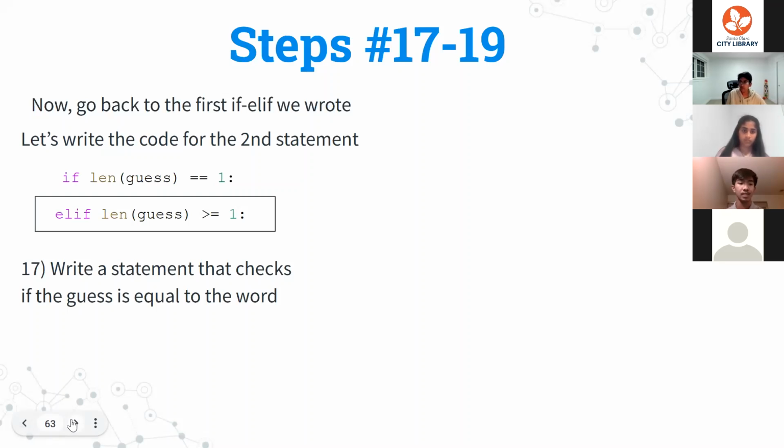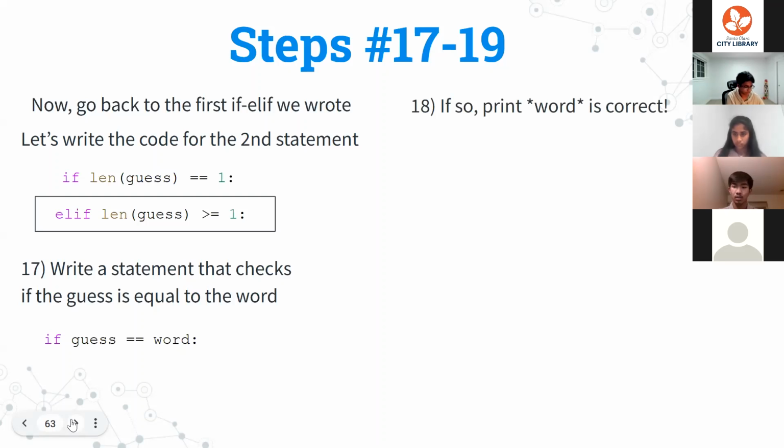For the sake of time, I'm just going to reveal the answer for this step. The answer would be, we'd have to do if the guess is equal to the word. For step 18, we want to make it so that if the guess matches the word, the user gets some form of confirmation that they guessed the word correctly. So after the if statement, we'd write if guess equals the word, we'll print the string "You have guessed the word, it is", and then close quotations plus the variable word.